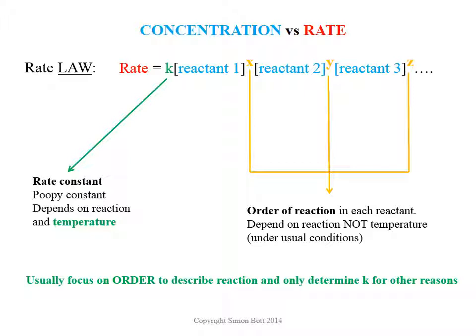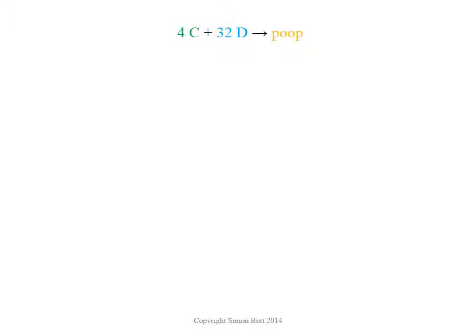Let's look at a few examples associated with this rate law, because by the end of this show you need to have a really good grasp on exactly what a rate law is. Well, first of all, consider this reaction. Very unrealistic one, 4C plus 32D goes to poop.